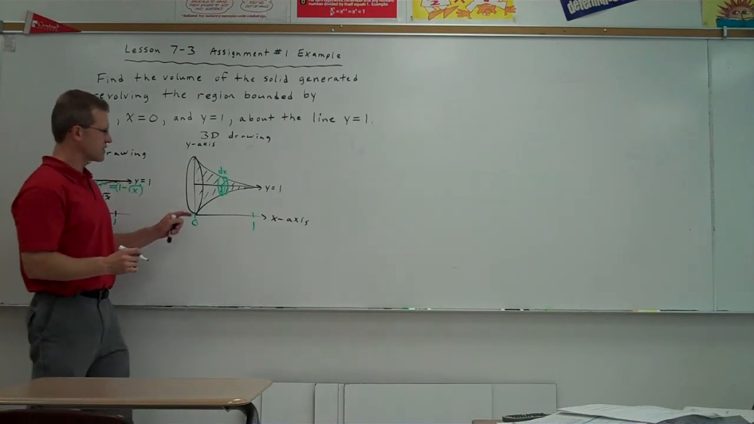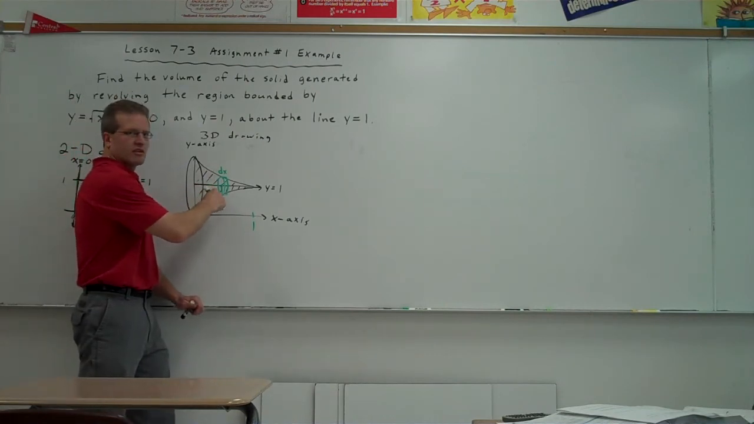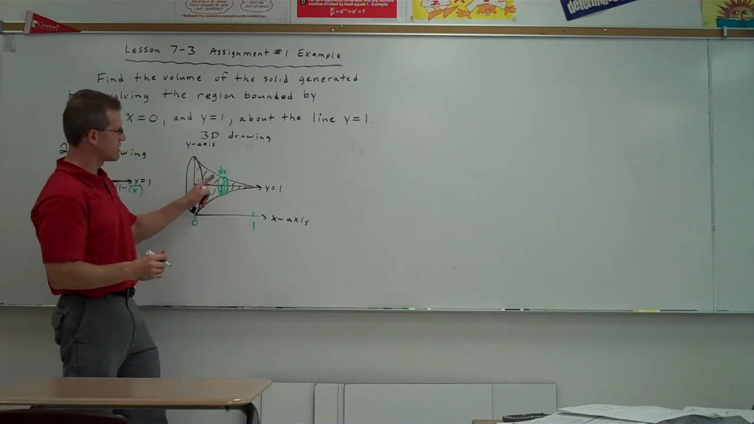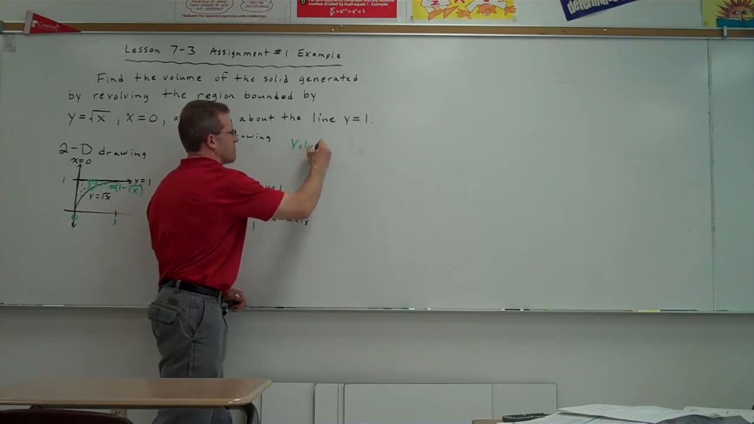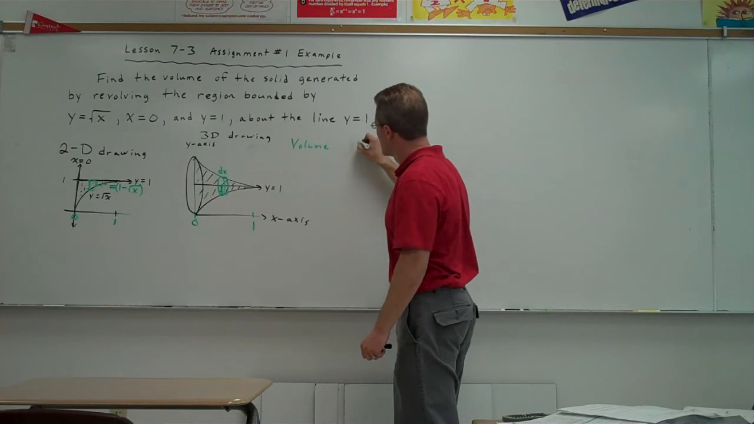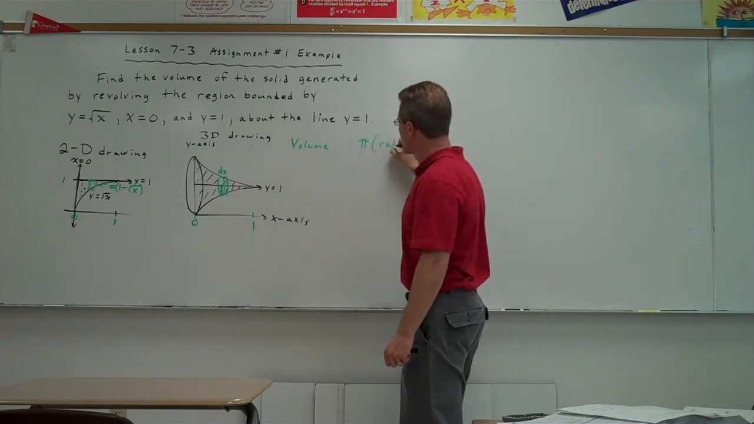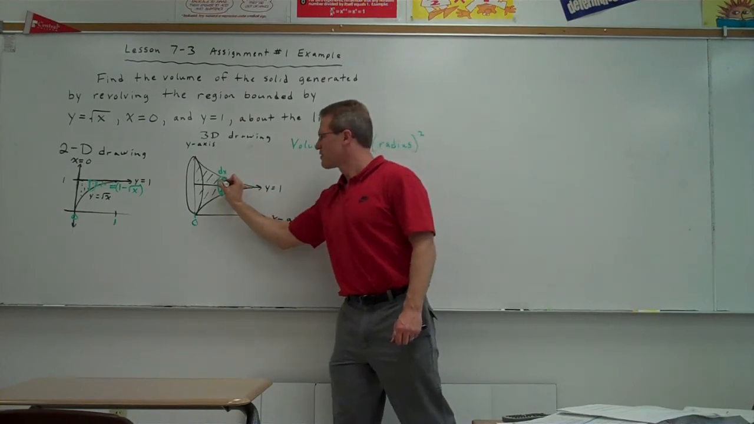Now, to get the volume of this disk, you'd want to take the surface area of that circle times the thickness. That would give you the volume. So to get the surface, you need to use this formula. We're getting volume here. We're going to take pi times the radius squared. That'll give us the area of the surface of this disk.